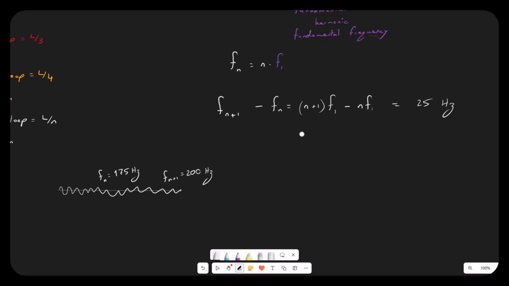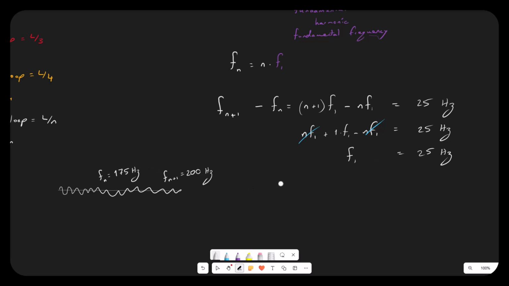I can distribute this: n f1 plus 1 f1 minus n f1 equals 25 hertz. And I've got an n f1 minus n f1. So what I see here is that my fundamental frequency is 25 hertz. Whatever the spacing is between my frequencies, that's what my fundamental frequency is. So if I find these, then I can find the next frequency after that. I'm just going to add another 25. It's going to be at 225.